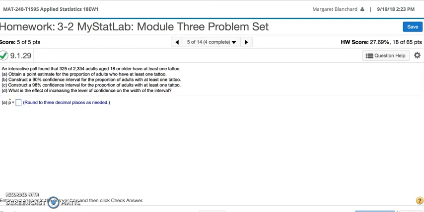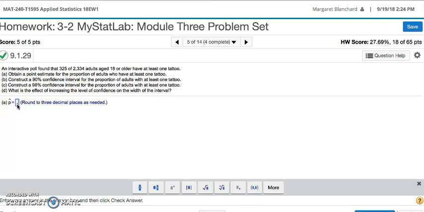So remember, the proportion is going to be the number of successes, in this case, the number of people with at least one tattoo, 325, over the total number in the sample, n. So just by putting that into the calculator, we get 0.139. Let's check our answer.